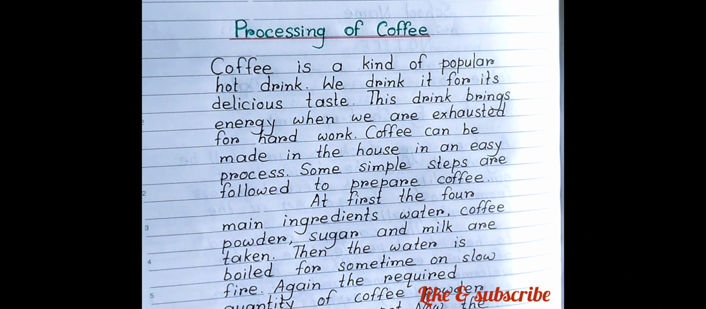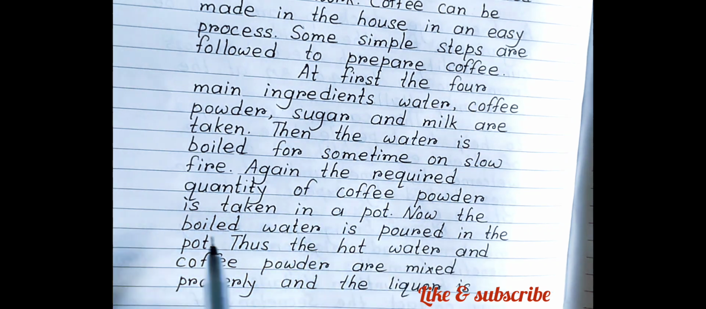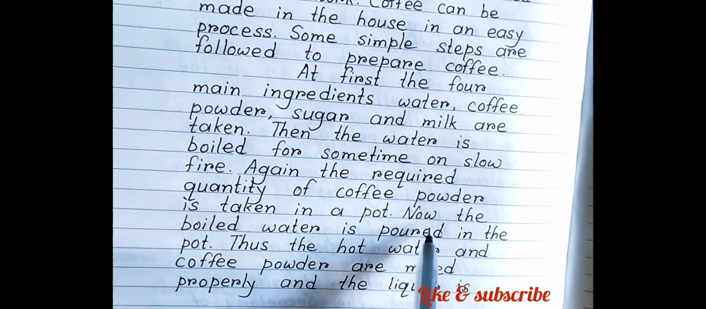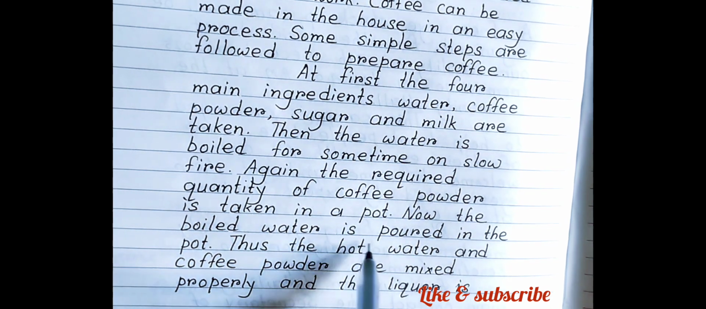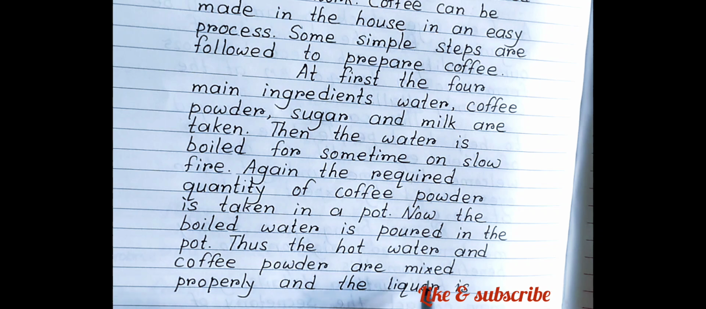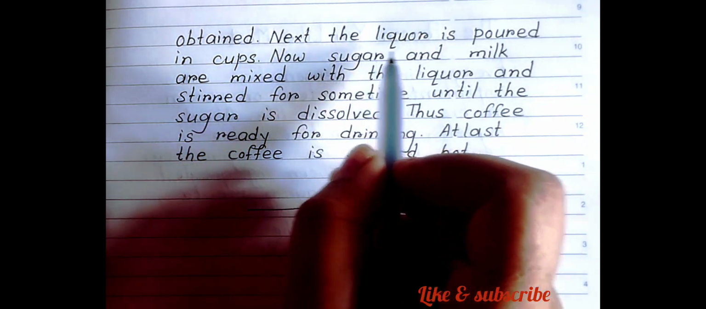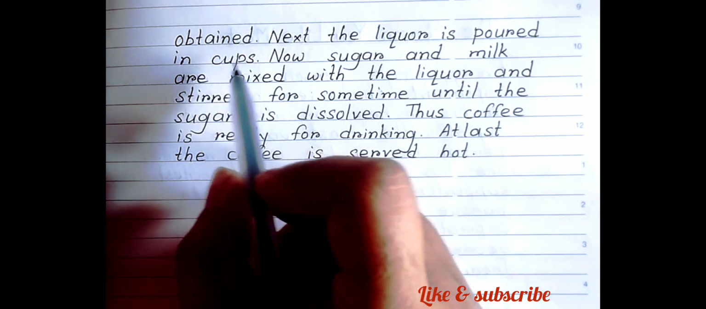Again, the required quantity of coffee powder is taken in a pot. Now the boiled water is poured in the pot. Thus the hot water and coffee powder are mixed properly and the liquor is obtained. Next the liquor is poured in cups.